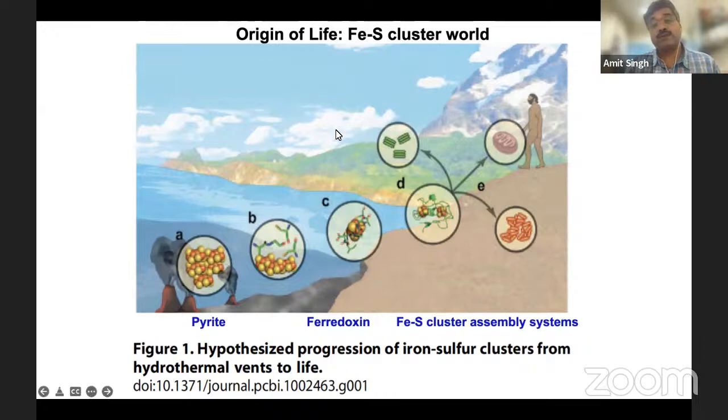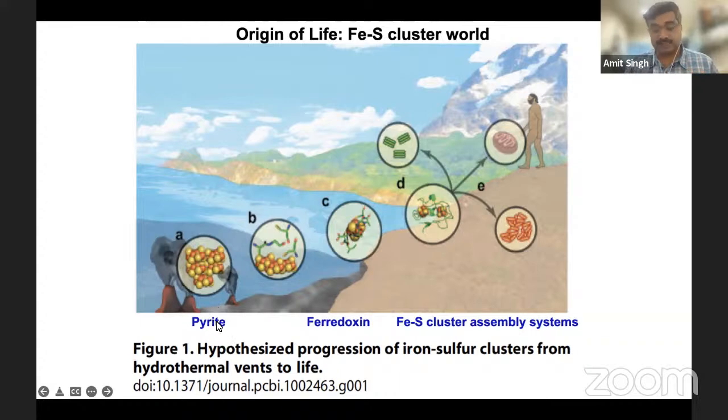So there is a whole hypothesis of an iron sulfur cluster world, and it appears that under the anaerobic environment of high temperature and high pressure, once this high temperature and high pressure started reducing and the ocean started to cool down, two of the atoms, iron and sulfur, which were very much available in that environment, reduced form of iron and hydrogen sulfide as the sole source of sulfur, were really in abundance. And in that environment, there appears to be self-assembly of iron and sulfur to form something called pyrite.